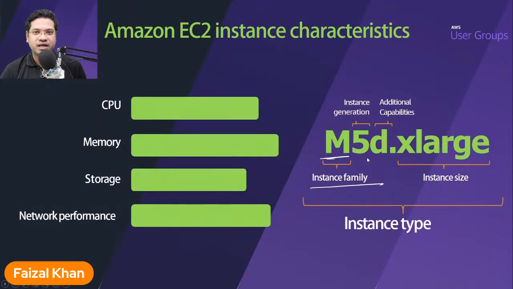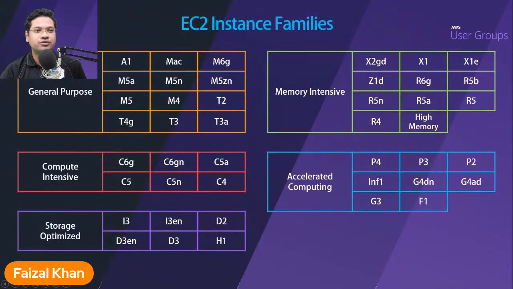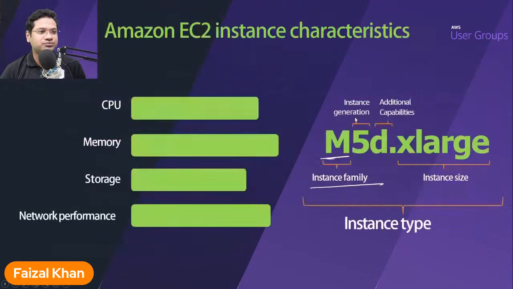And the number after that describes what generation it is, right? Like I mentioned before, if you see an R4 and an R5, this means that an R4 is an earlier generation compared to an R5. R5 is just a newer generation. Okay, that's the difference. And then the additional capabilities.